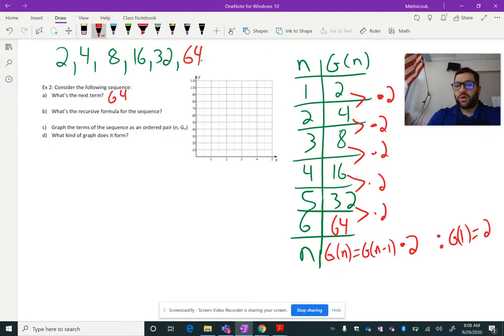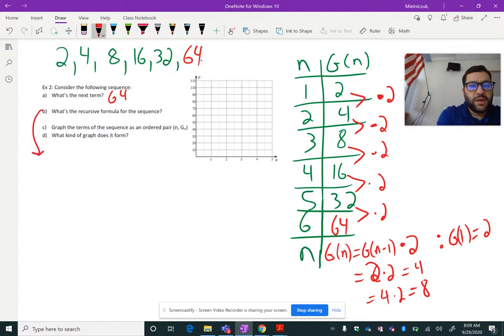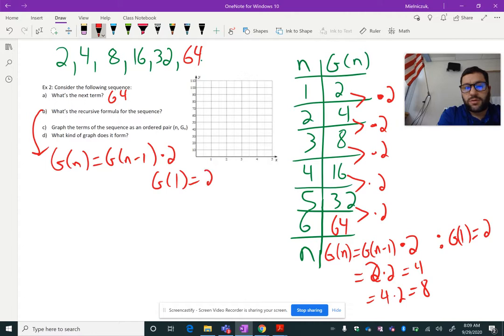Well, let's see if this works. So we take the term before, that's meant to be a 2, sorry, and we get 4. Let's try the next one. We take the term, yep, so this will definitely work. So the recursive formula for this one, for part B, is g of n is equal to g of the term before times 2 when your first term equals 2.